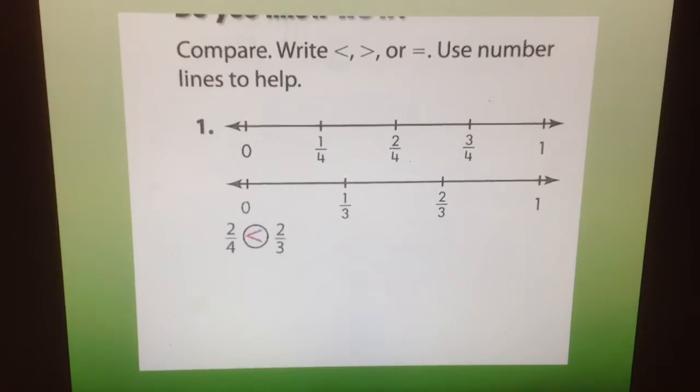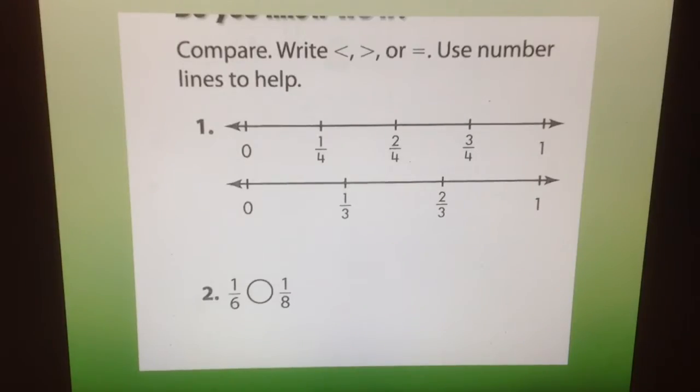2/4 is less than 2/3. On the number line, I can see that 2/4 is farther to the left, and 2/3 is farther to the right. 2/3 is closer to 1, so 2/3 is bigger than 2/4.